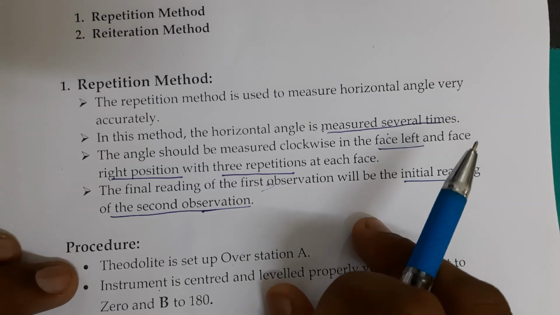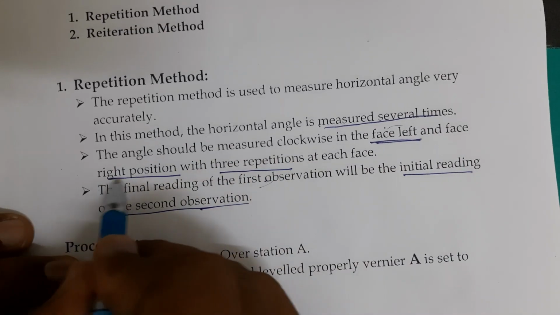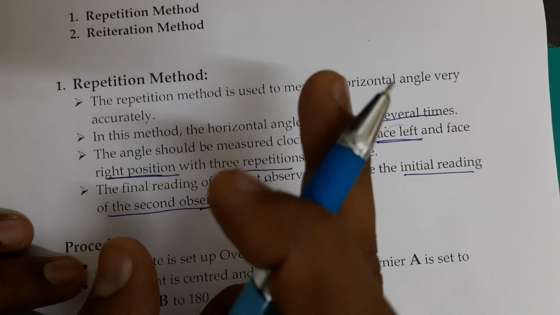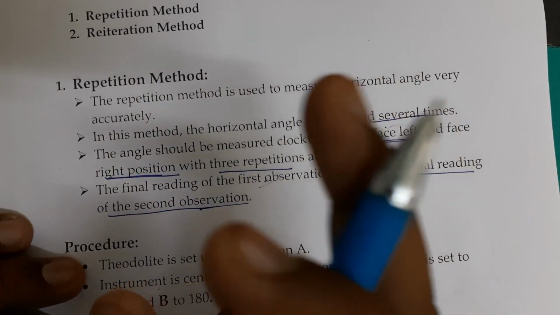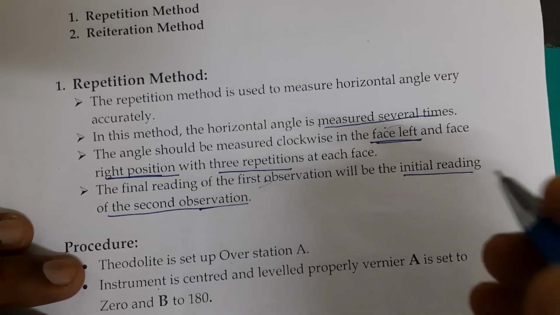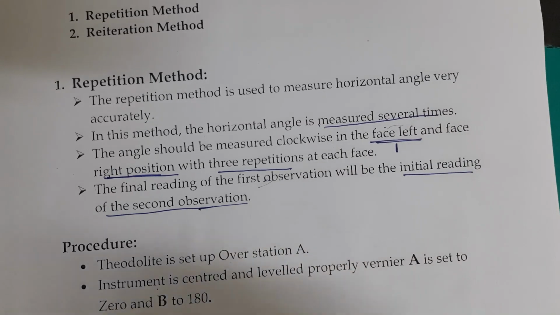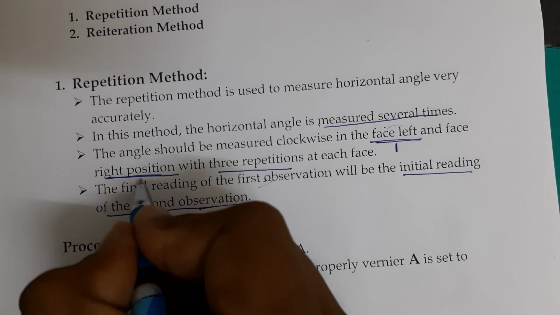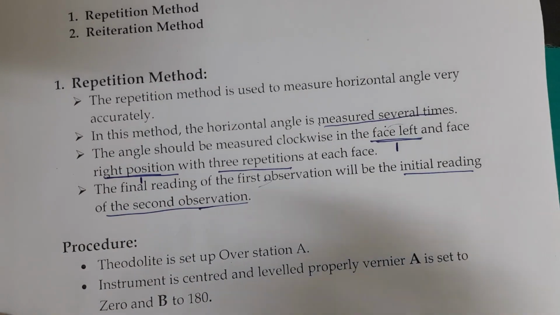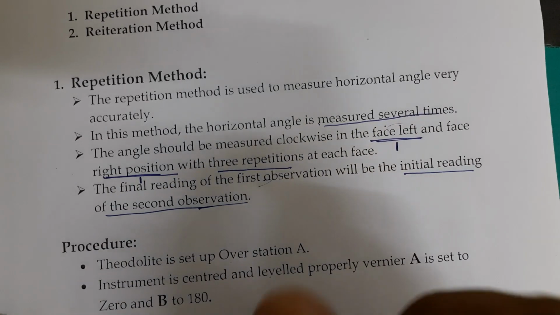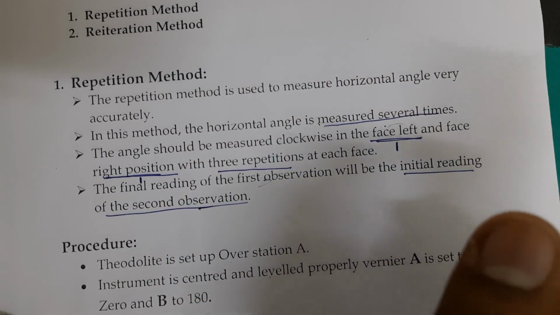Understood? After measuring from the face left and the face right, the average horizontal angle is then obtained by dividing the final reading by the number of repetitions. So you need to find the average angle from the left face, also the average angle measured from the right face, and after that also find the average of both faces.